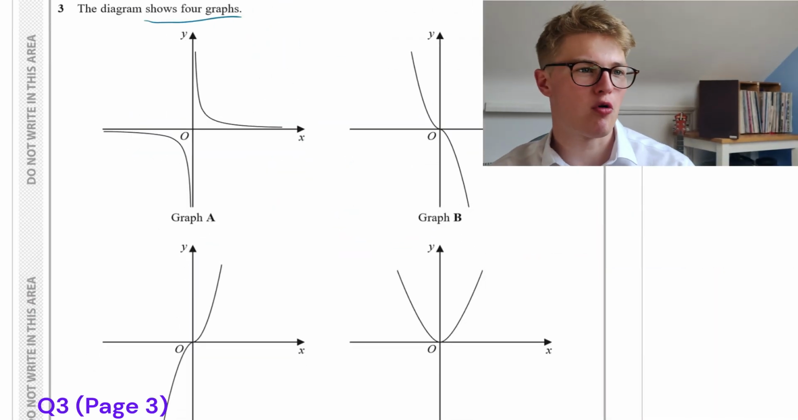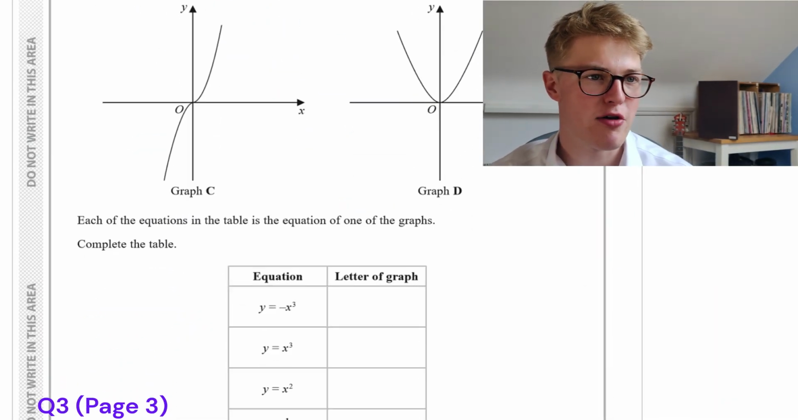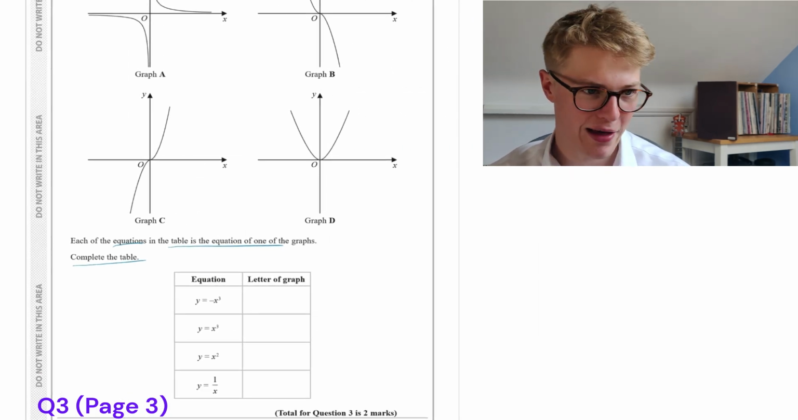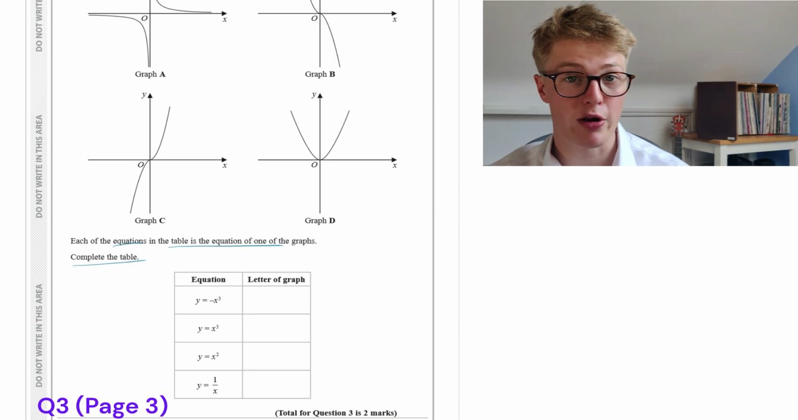The diagram shows 4 graphs. Each of the equations in the table is the equation of one of the graphs. Complete the table. So we have y equals minus x cubed, y equals x cubed, y equals x squared, and y equals 1 over x.